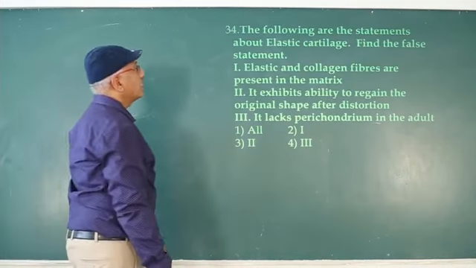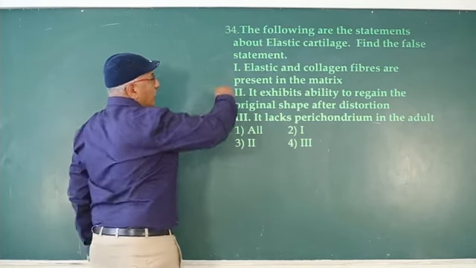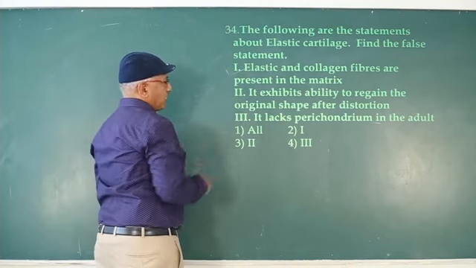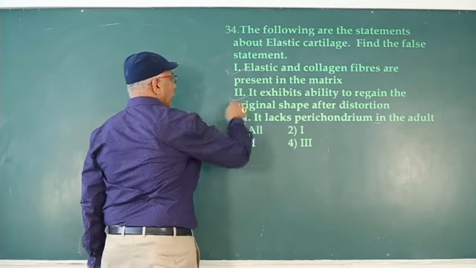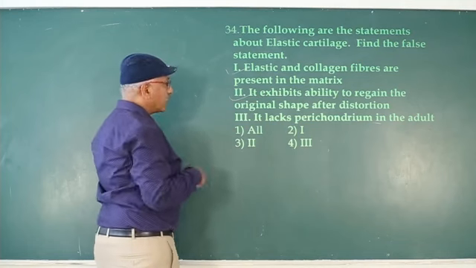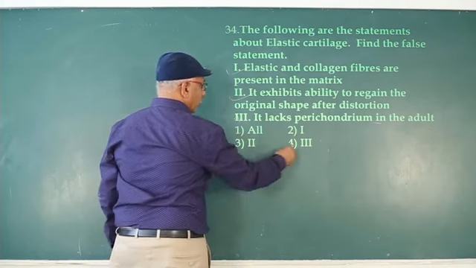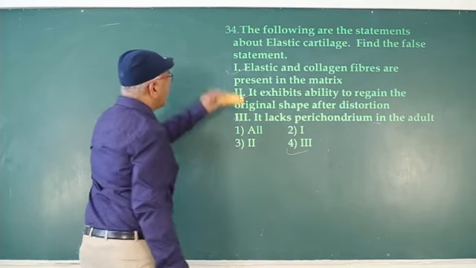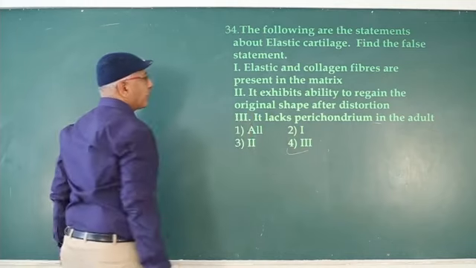The following are the statements about elastic cartilage. Find the false. Elastic and collagen fiber are present in the matrix, correct. It exhibits ability to regain the original shape due to presence of elastic fibers. It lacks perichondrium, wrong. So identify the false statement. So false statement is the third one.